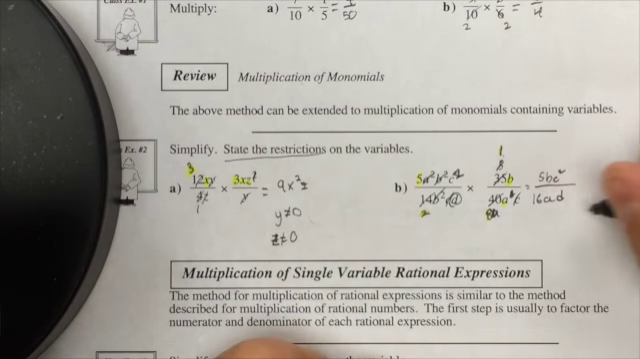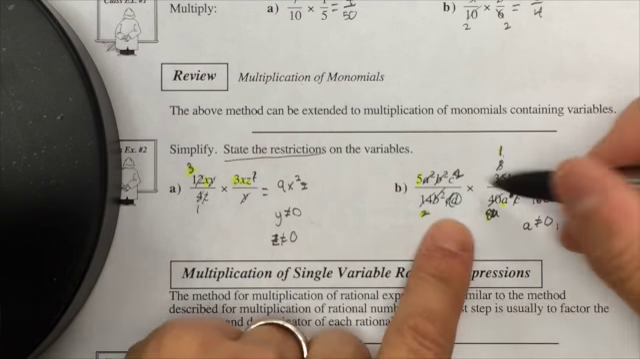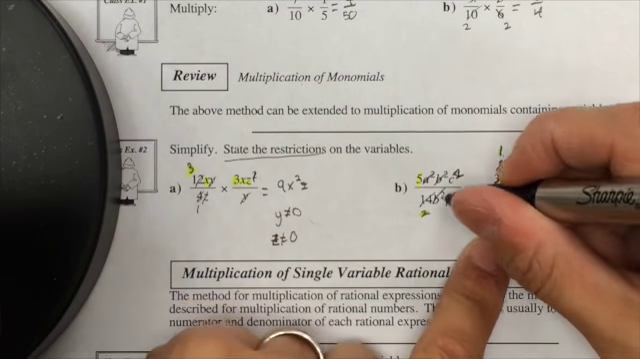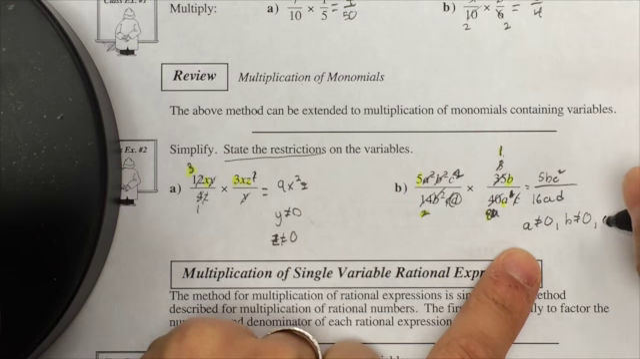And my restrictions on my variable are going to be a can't equal 0, coming from here. B can't equal 0. C can't equal 0. And D can't equal 0.